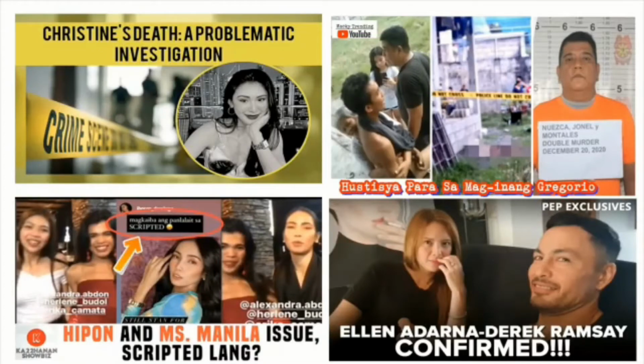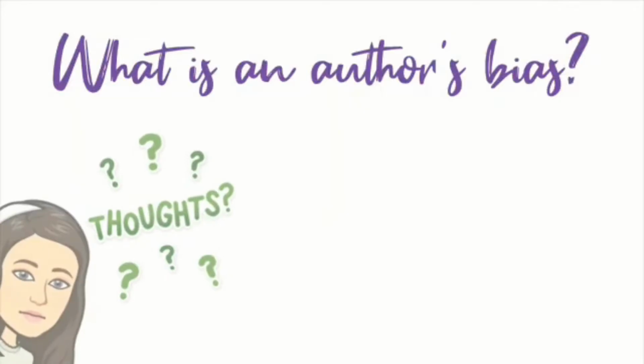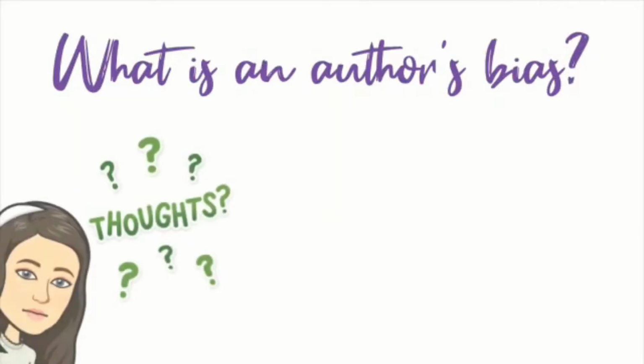Are you familiar with these trending issues? Because of social media, we have very easy access to trending news or issues. And every time we hear those things, we immediately react to it. Why? Because writers of these trending news use strategies that appeal to the readers. Have you ever thought of an author's or writer's bias? What is an author's bias?